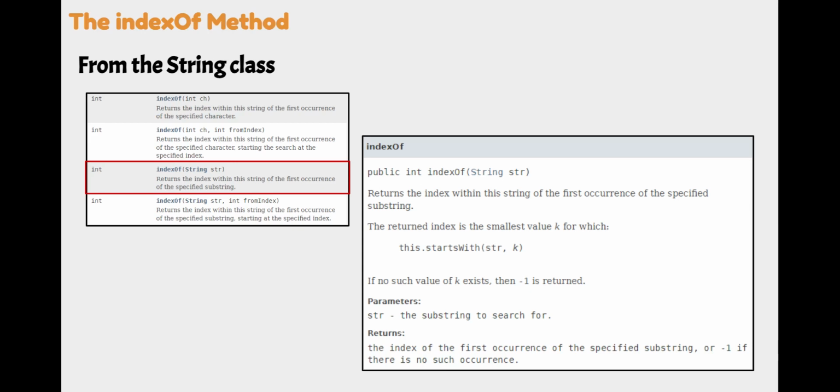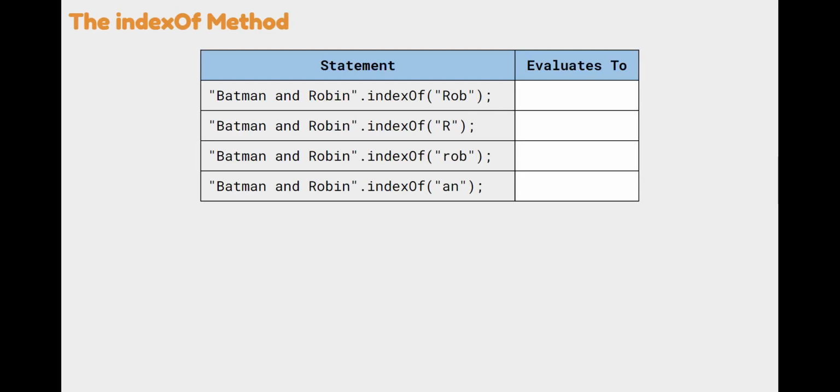The definition tells us that this will return the index within this string of the first occurrence of the specified substring. We will be looking for a smaller string inside of a bigger string. We want to know what index it appears at. Some examples: if we have the string literal Batman and Robin, we call the method indexOf and we pass in the parameter Rob. We want to know where Rob is in Batman and Robin. That's going to evaluate to 11. 11 is the index of the R in Batman and Robin.